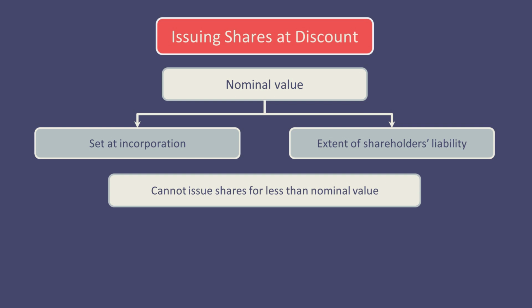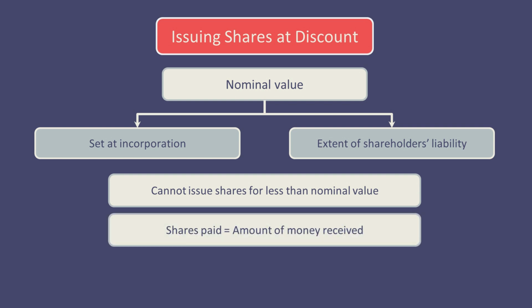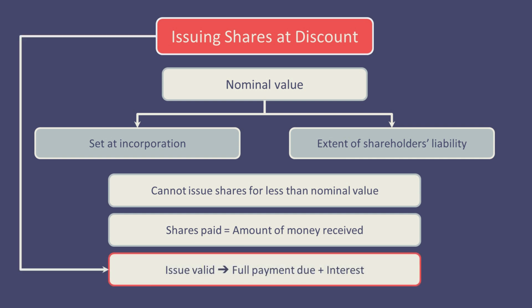The Act also states that shares are only treated as paid up to the amount of money that has been received. So, what if you or your client buy the shares mentioned above, but instead of paying £1 a share, you agree to pay the directors 50p? The issue is still valid, and you still own the shares, but you must pay the full amount plus interest.